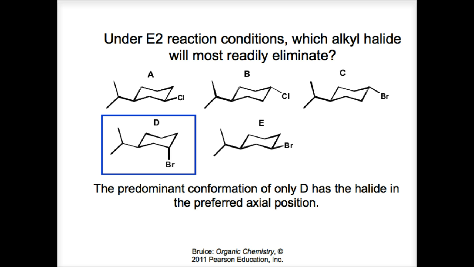In an E2 reaction of a substituted cyclohexane, the groups being eliminated must both be in the axial position. And you'll notice that this would require both the hydrogen and the halogen to be in the axial position. And all of these others, the halogen is equatorial. So D is the only possible correct answer.